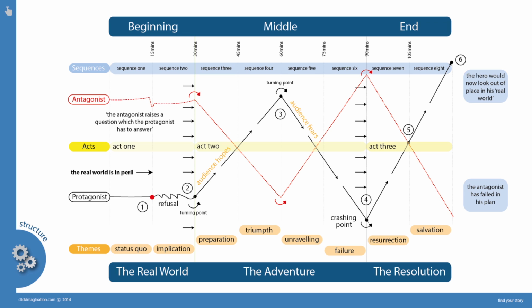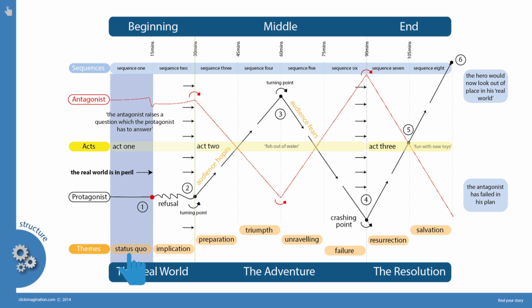So let's look in more depth at the purpose of each of these sequences and get an understanding of how they are used to fill in the space between each of the key story beats. Sequence 1 is the status quo. This is where we see the hero in their everyday life and establish their weakness or flaw. We also see the antagonist developing their plan.